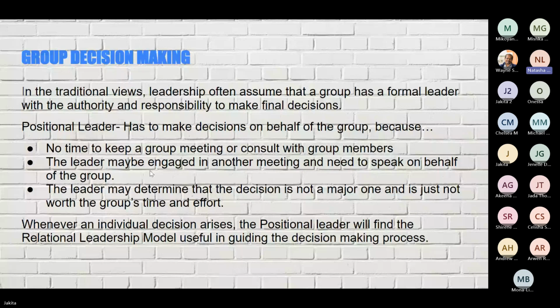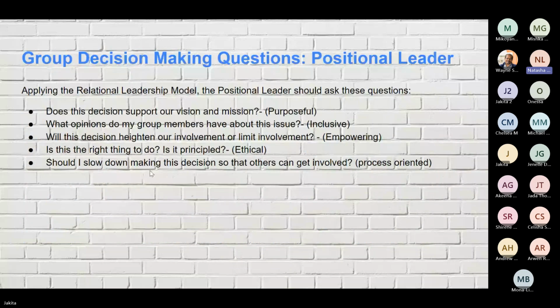Applying the relational leadership model, the positional leader should ask these questions. Does this decision support our vision and mission? Purposeful. What opinions do my group members have about this issue? The inclusive part of the relational model. Will this decision heighten our involvement or limit involvement? Empowering. Is this the right thing to do? Is it principled, ethical? And should I slow down making this decision so that others can get involved? The process-oriented aspect of it.